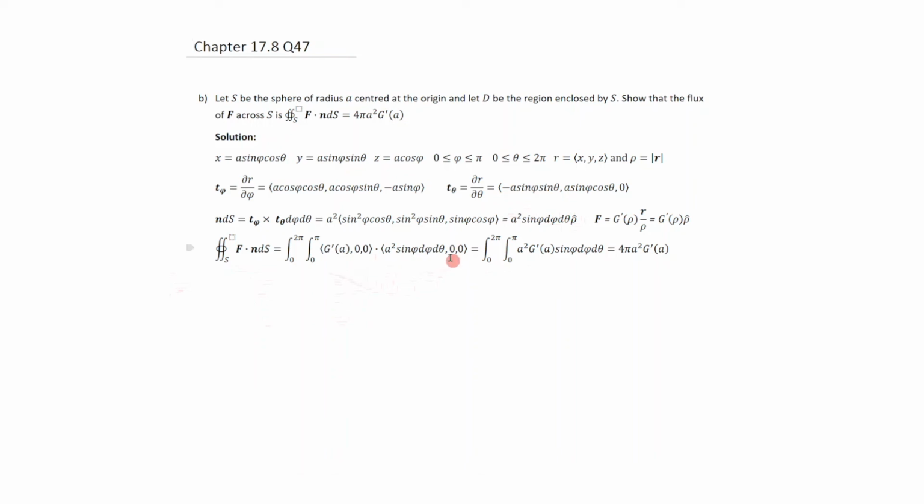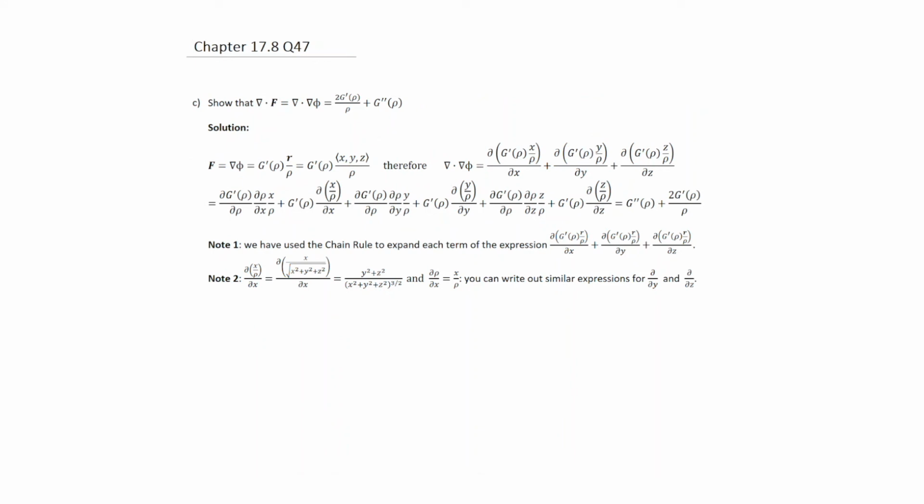Okay, so if we now take the dot product of this, the only term that survives is the dot product between this one and this one, which is a squared g prime a sine phi d theta. If you now integrate over the region, you end up with 4 pi a squared g prime a. And so that proves what we set out to do at the very beginning.